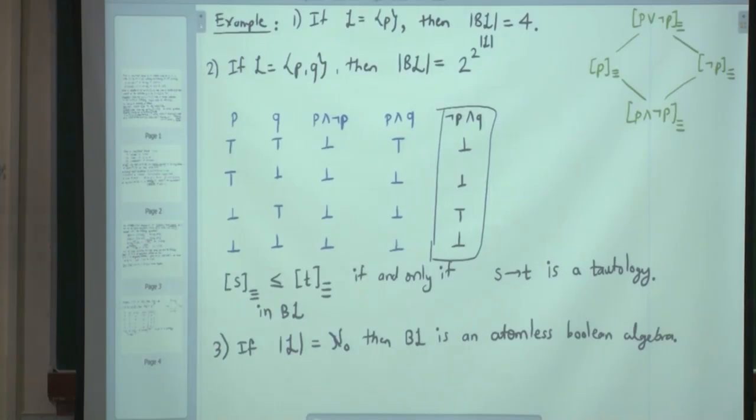Because I start with an element, let me call that A0. If there is something below it that is non-zero, A1, then for A1 there will exist A2 which is strictly below it and non-zero, and there will be an infinite chain that will never stop. Therefore, I cannot have any atom.